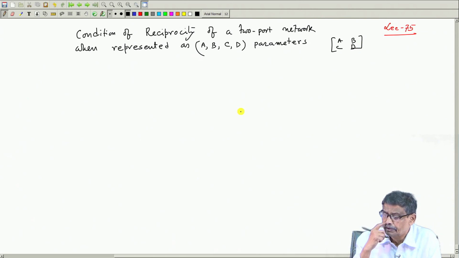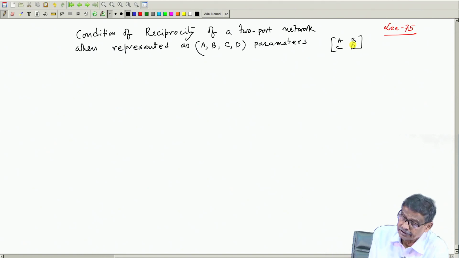From the other two, you may be tempted to say it has something to do with the off diagonal elements, B should be equal to C. We will see what it really is. In fact, it is not B equal to C. Let us see that. So, first of all draw the two port network and write down the general fundamental equations.